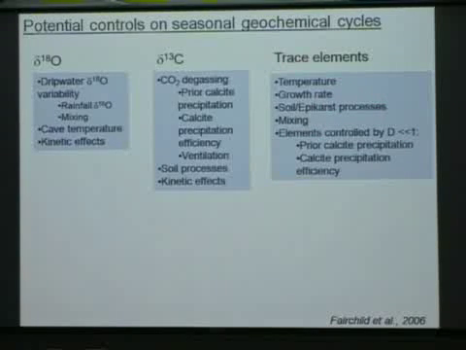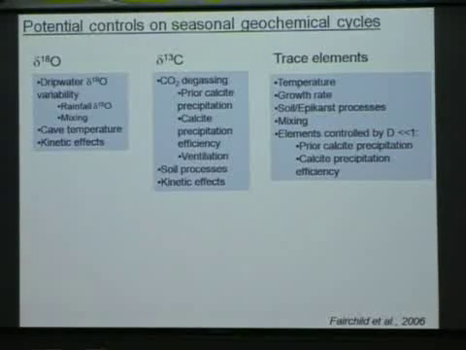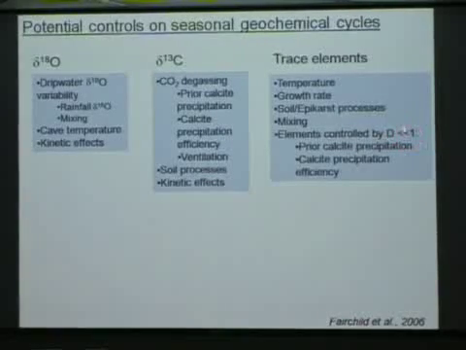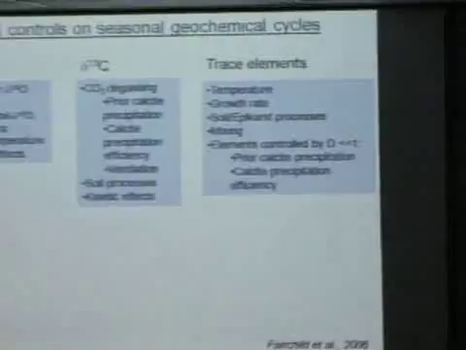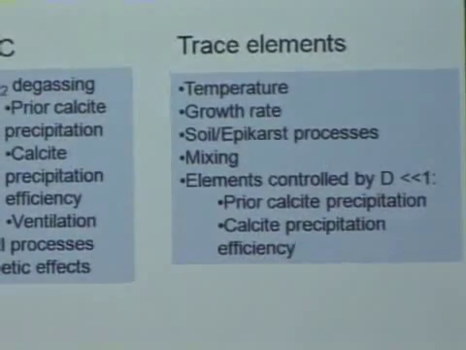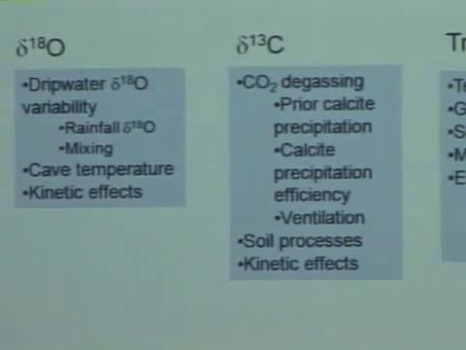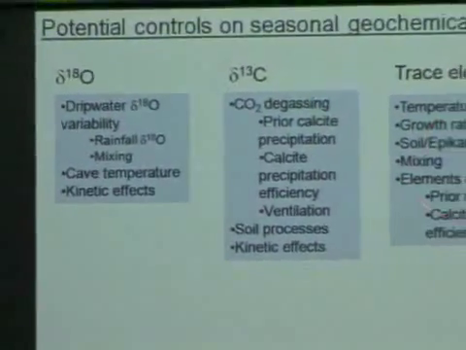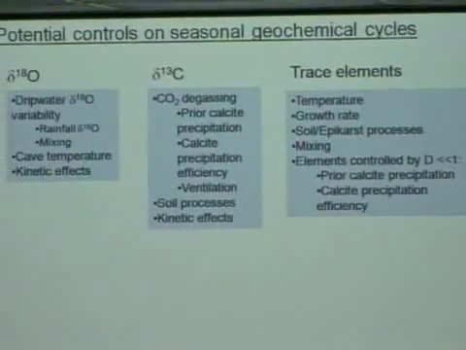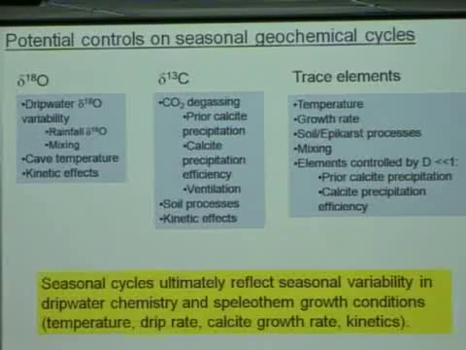So these are things which actually affect the partitioning of the trace elements into the speleothem. And then we have processes in the soil or mixing or other processes like this prior calcite precipitation. Again, if you precipitate calcite and you have elements which strongly prefer to stay in the solution, so they have a very low distribution coefficient, then as calcite precipitates, those elements will be enriched in the water because they're preferentially kept out of the calcite. And therefore, you would expect to see perhaps a correlation between some of these elements and the C13, which are also affected by this prior calcite precipitation.